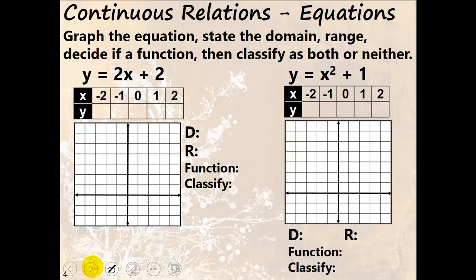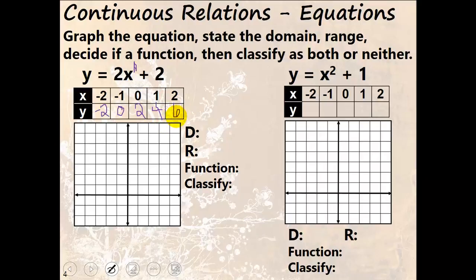Now, a lot of what you're going to be doing in the homework is you're going to be plotting points, graphing it, stating the domain, the range, whether it's a function, and then classifying it. All right. So this is an odd function because this is raised to the first power. So we're going to plug in some points. So 2 times -2 is -4 plus 2, that's -2. 2 times -1 is -2 plus 2 is 0. 2 times 0 is 0 plus 2 is 2. 2 times 1 is 2 plus 2 is 4. And 2 times 2 is 4 plus 2 is 6. And we're going to graph those points.